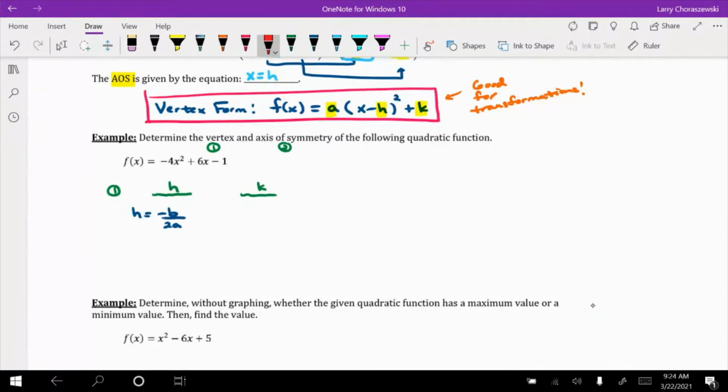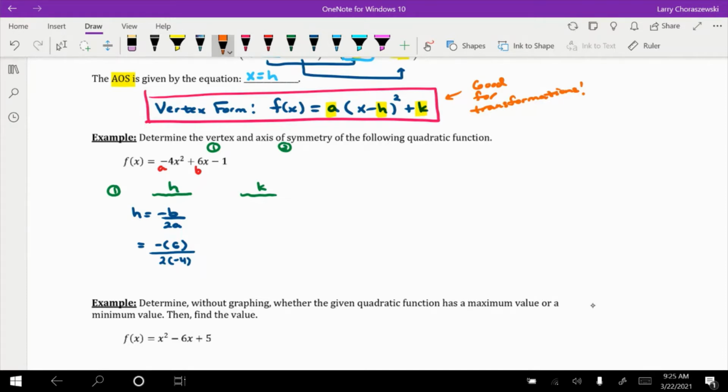Yep, our value of b is 6. And what's our value of a? Yep, negative 4. So we're going to basically just plug those in, much like any other formula, and I'll use parentheses. So -6 on top, and on bottom, 2 times -4.